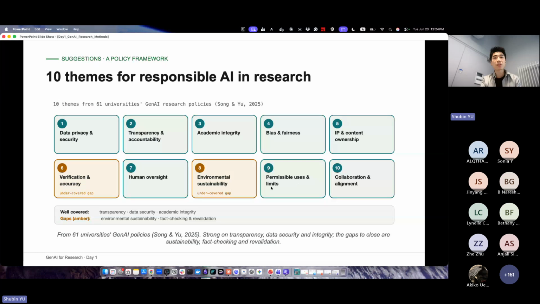Permissible use, limits, collaboration, alignment, etc. So if you're interested, you can check this paper to take a better look at it. Okay.